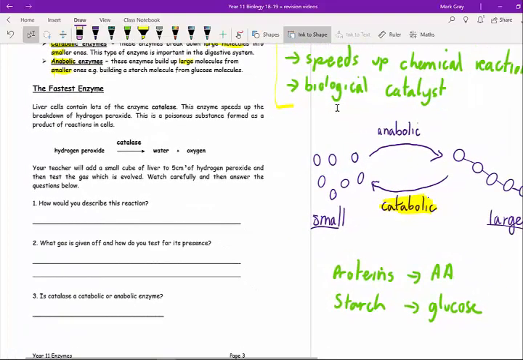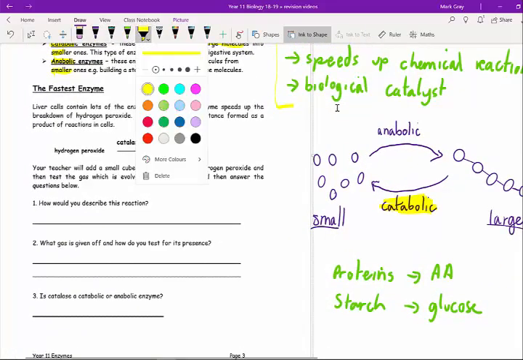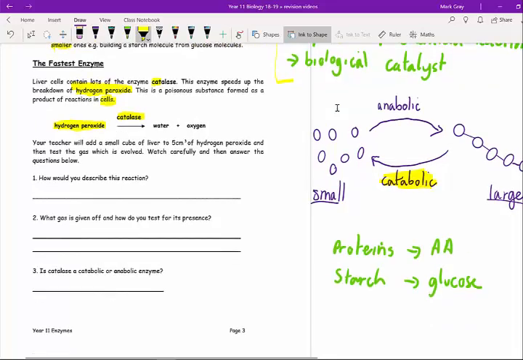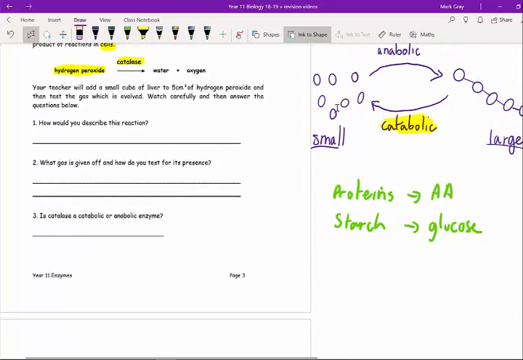Now, the first one we're going to look at is a catabolic enzyme, and it's called catalase. It speeds up the breakdown of hydrogen peroxide. It's a poisonous substance formed in cells, and you find this enzyme catalase in the liver. When hydrogen peroxide is produced in your cells, catalase breaks it down, we get water and oxygen, and that's pretty much all we need to know.